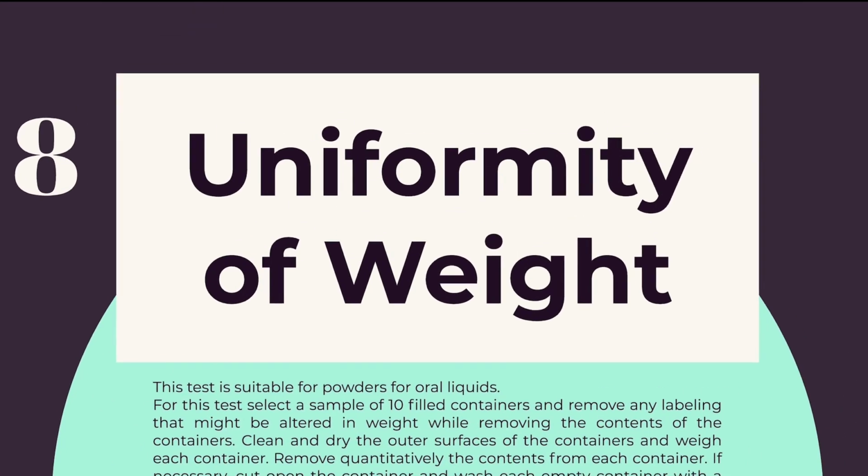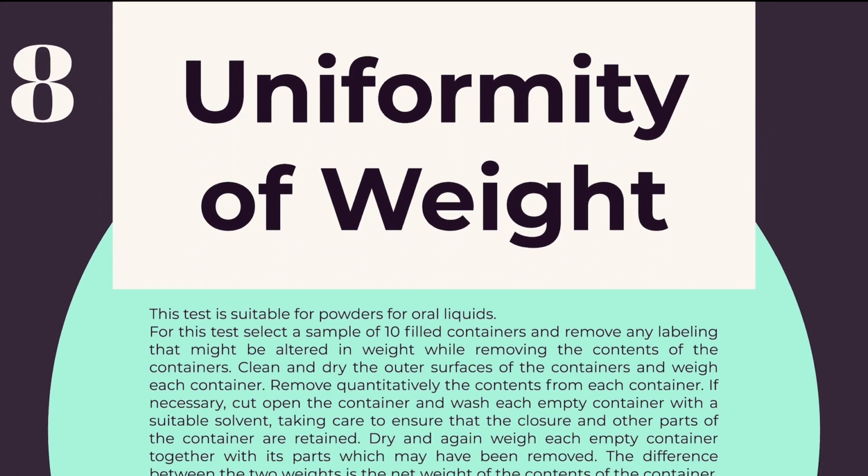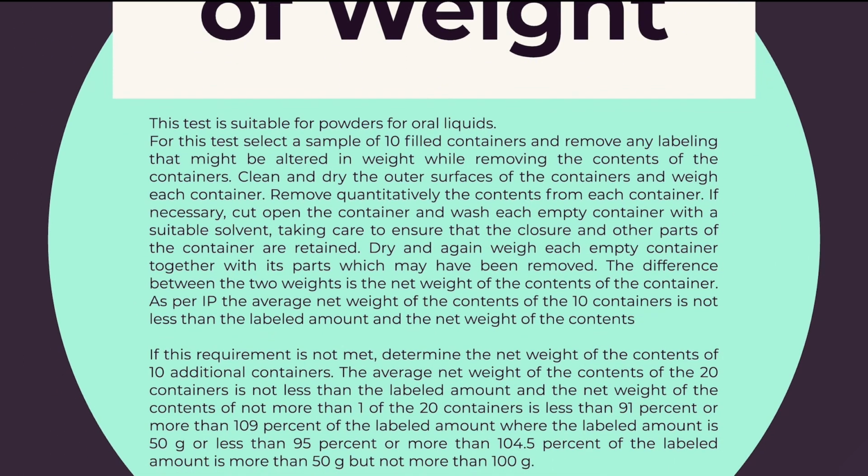8. Uniformity of weight. This test is suitable for powders for oral liquids. For this test, select a sample of 10 filled containers and remove any labeling that might be altered in weight while removing the contents of the containers. Clean and dry the outer surfaces of the containers and weigh each container. Remove quantitatively the contents from each container.